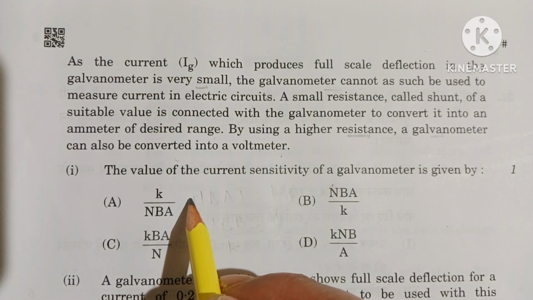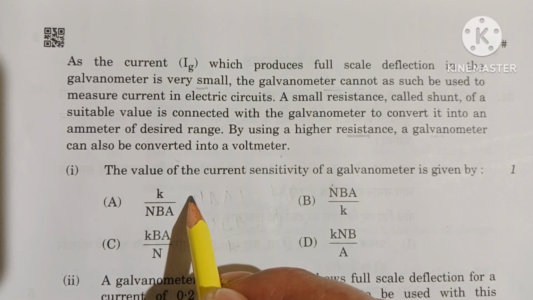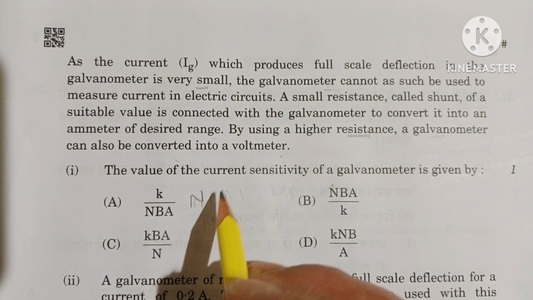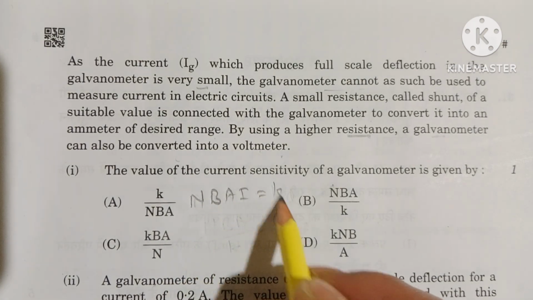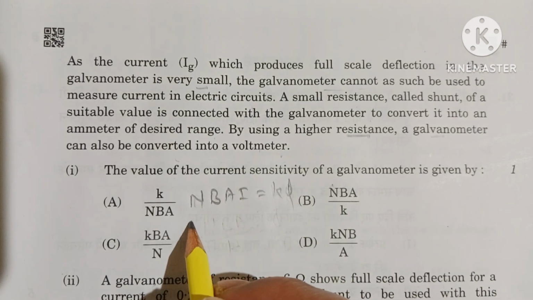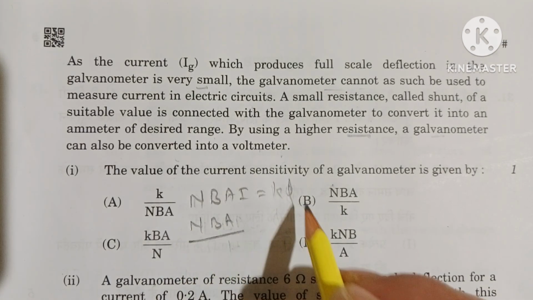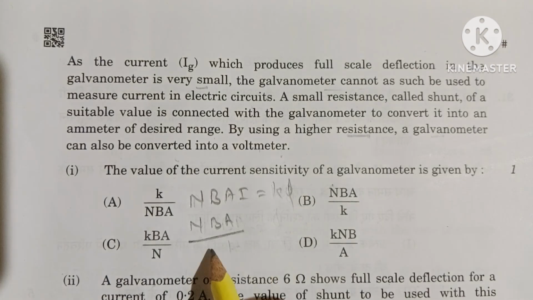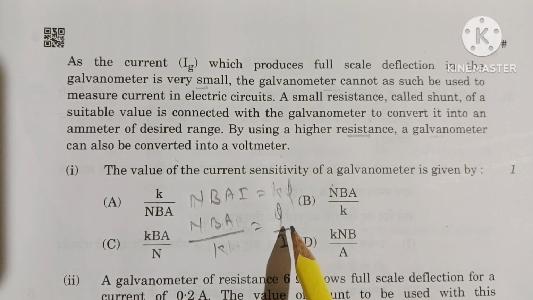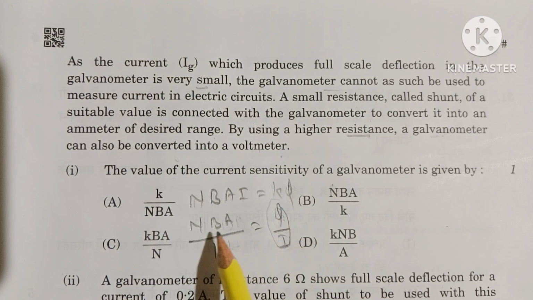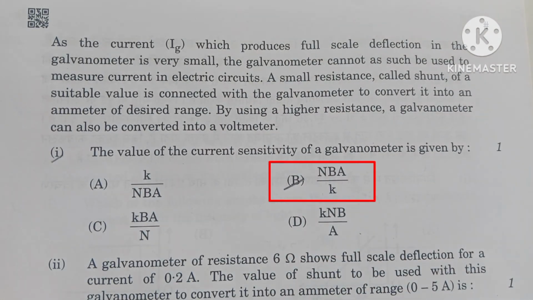देखो, जो हमारे पास रिस्टोरिंग टॉर्क किसके बराबर, डिफ्लेक्टिंग टॉर्क के बराबर होती है इक्विलिब्रियम कंडीशन के ऊपर, तो ये बन जाएगा NBAI इज इक्वल टू Kφ. तो थोड़ा इसको रीअरेंज करते हैं, ये बन जाएगा NBA ओवर K इज इक्वल टू φ ओवर I. तो हमारे पास φ ओवर I ये जो रेशियो है, दिस इज नोन एज द करंट सेंसिटिविटी, और किसके बराबर हो गया NBA ओवर K. So here B is the correct option.